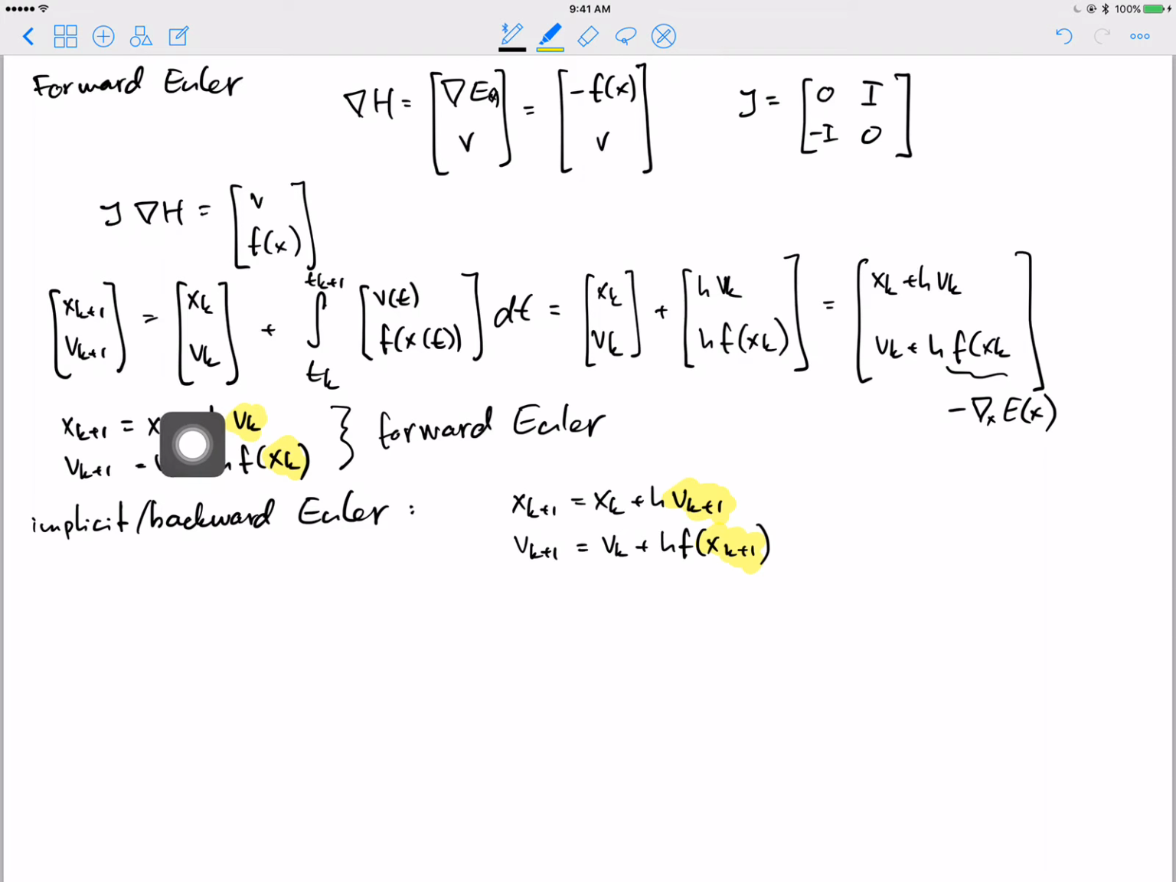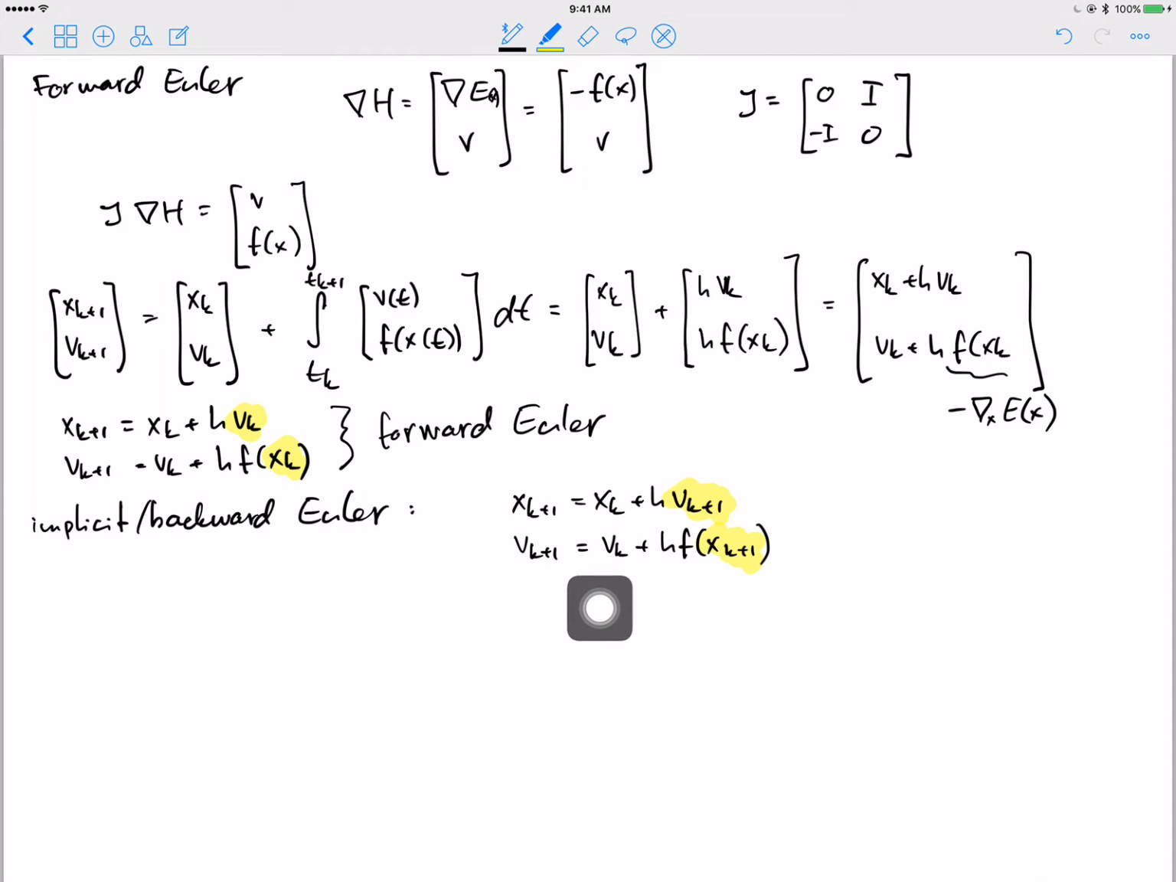I know what xk is. I know what vk is. I certainly know what h is. And I can certainly compute the forces at xk. I have the force function or the potential function equivalently. But I don't know what xk plus 1 and vk plus 1 is going to be, right? Did you guys talk about it the last time? How do you solve this?